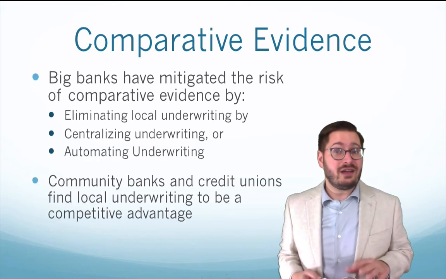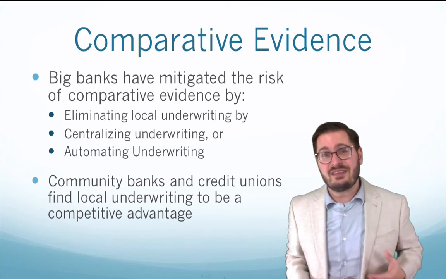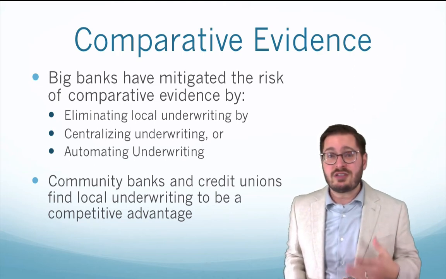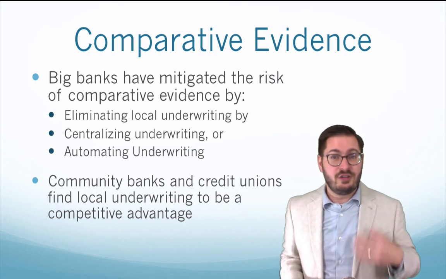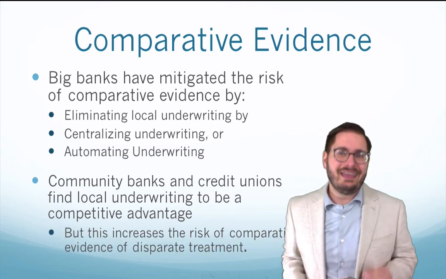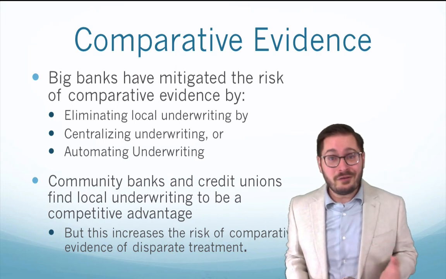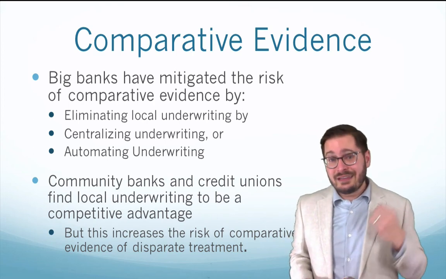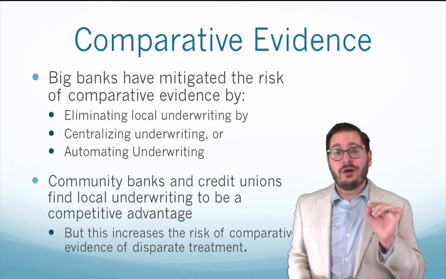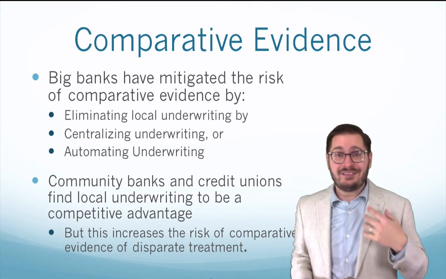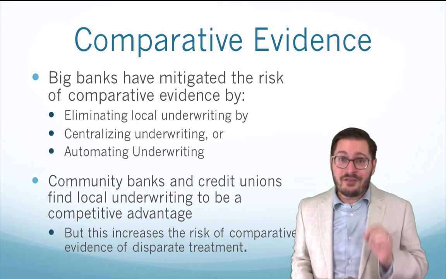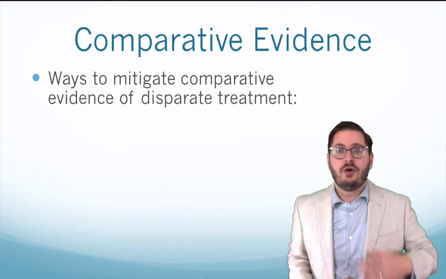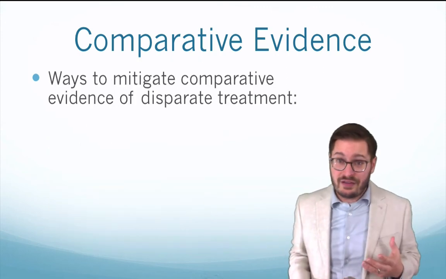Now, community banks and credit unions know this, so they've taken advantage of this and even used this as a competitive advantage, done marketing campaigns and really pushed this as a perk to customers to do business with them. The problem is that when there is discretion in local underwriting, you have risk of comparative evidence of disparate treatment. And honestly, I believe that for any community bank or credit union that has local credit decisions, comparative evidence of disparate treatment is your biggest risk when it comes to fair lending. Absolutely.